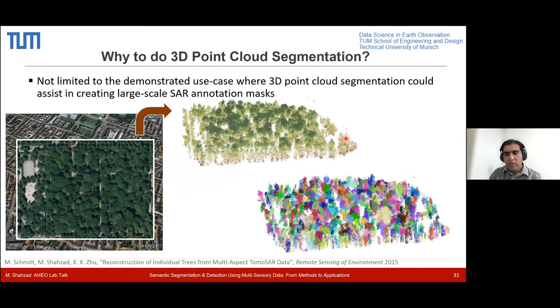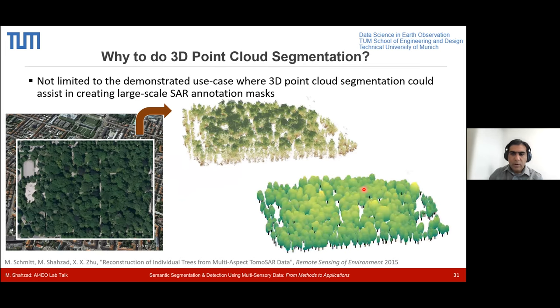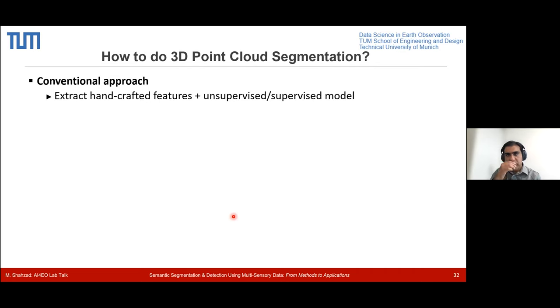And for each point which belongs to an individual tree, we could do some model fitting to generate these individual 3D constructions. This gives us the structural parameters of individual trees, which is helpful to monitor how trees are growing and other things. So this is what I talked about, and why they are useful.